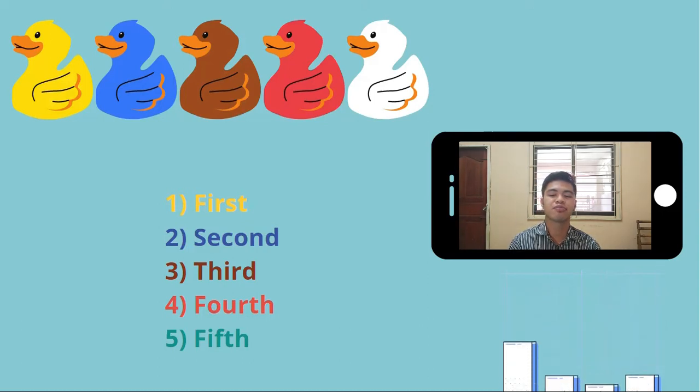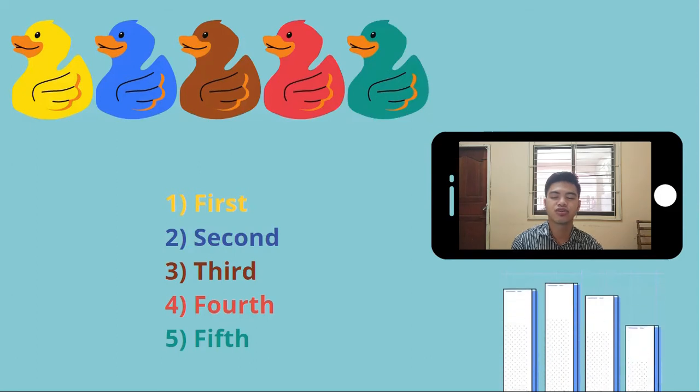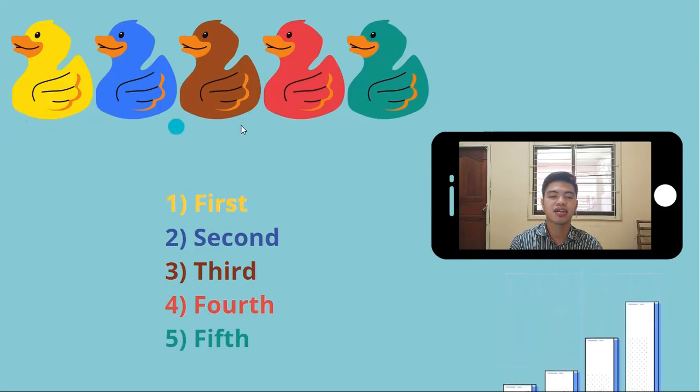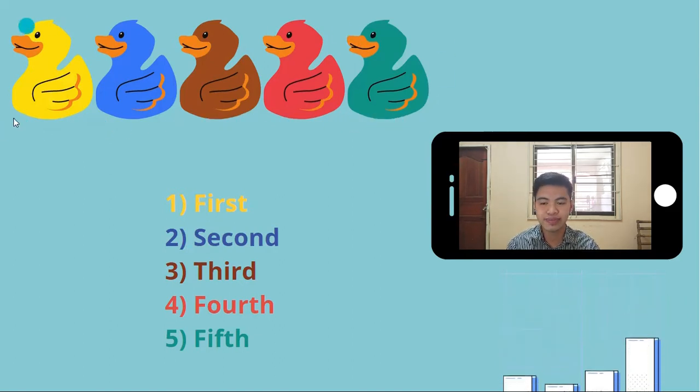And for the fifth duck, color it with green. So it will look like this. So the first will be yellow, the second will be blue, the third will be brown, and the fourth will be red. And lastly, the fifth will be green. So this will be how it looks, okay?